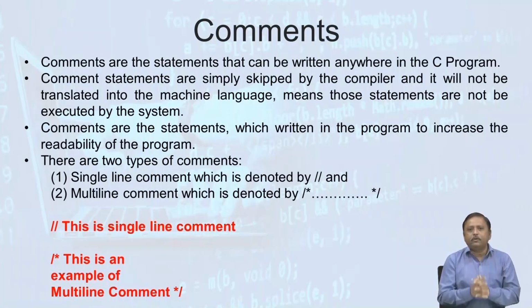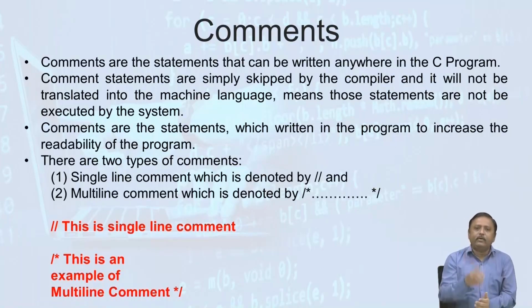Now there are two types of comments. One is called single line comment, which is denoted by double slash. Wherever you write double slash and something, it is considered a single line comment by the C compiler. Then there is a multi-line comment which is denoted by slash asterisk, and then whatever comment you want to write, you can write down, and it should be completed by asterisk and slash. So anything written between slash asterisk and asterisk slash is considered a multi-line comment.